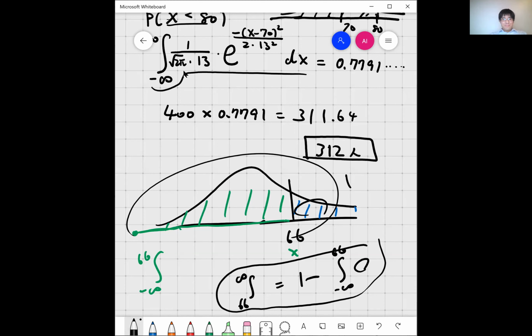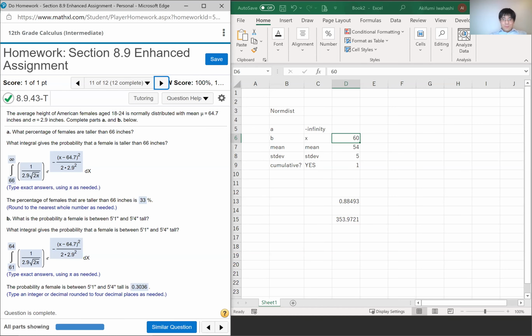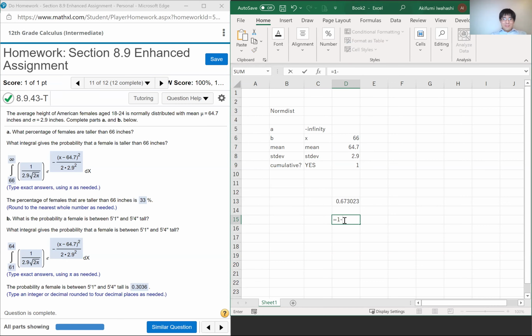So let me show you that one. I think you can see it now. First of all, let's find negative infinity to 66. The mean value in this case is 64.7, and the standard deviation is 2.9. That gives us 67%. Now you do 1 minus the value here to find the opposite area, the blue area, which is 33%.